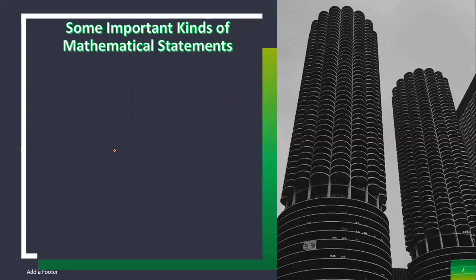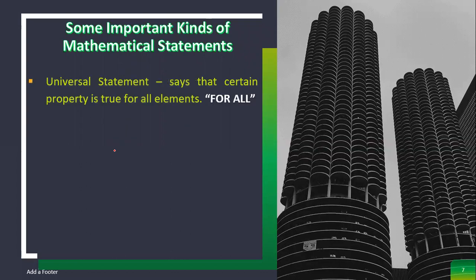Okay, some important kinds of mathematical statements. We have the universal statement. It says that a certain property is true for all elements. Now, we can say that it is a universal statement if you see the words or the phrase for all. Sometimes it uses for every, all, or for each. So that is a universal statement. Remember that it is true for all elements.